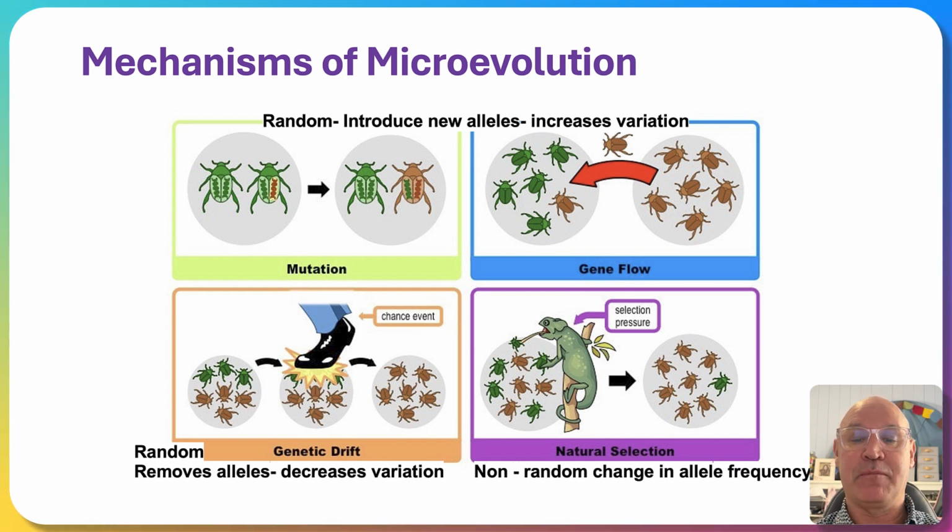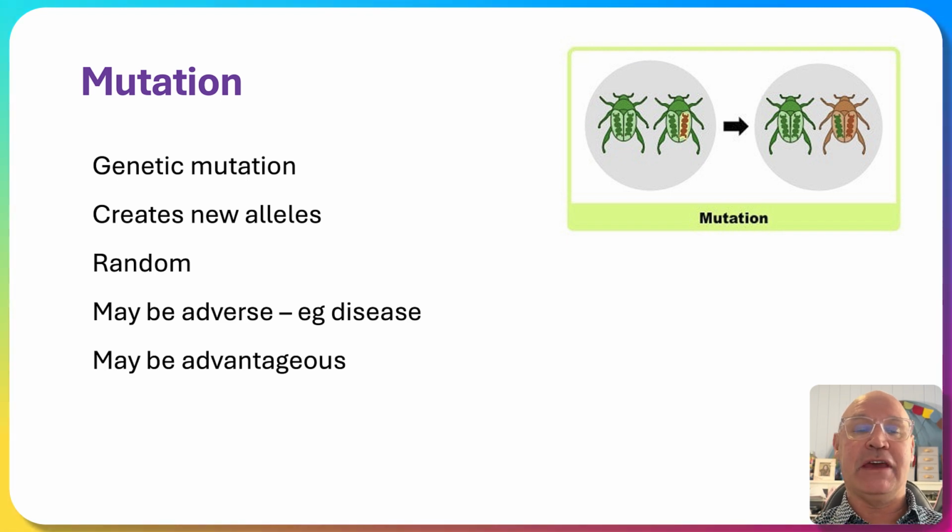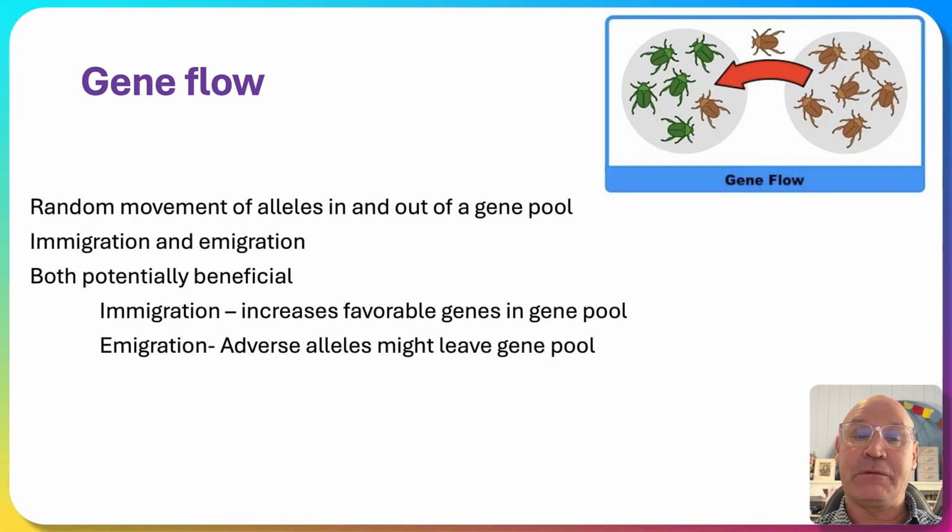So when we talk about mutations, we're talking about genetic mutations, a change to the genetic code, which creates new alleles and variation. It's a random process. It may be beneficial because it might introduce new phenotypes that provide a selective advantage, a reproductive and a survival advantage. But they may also introduce disease. Mutations are genetic disorders.